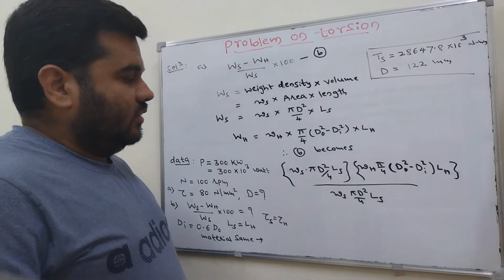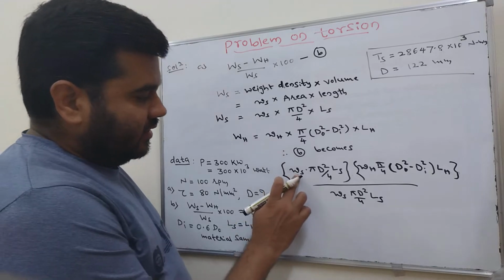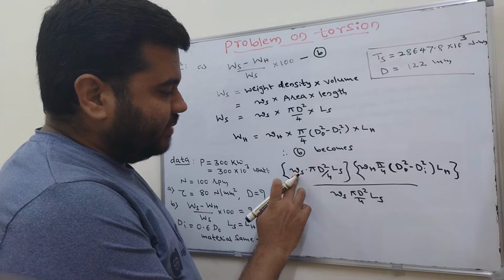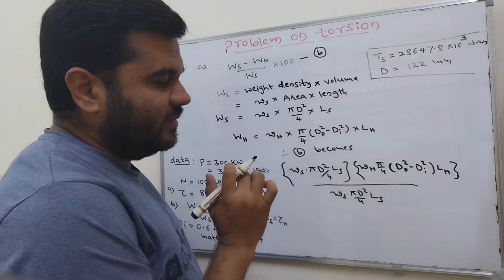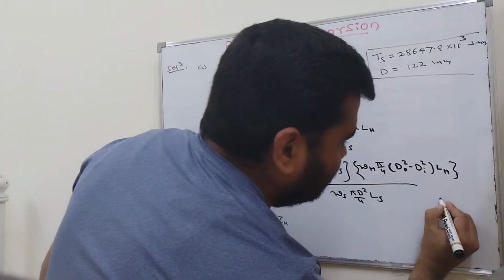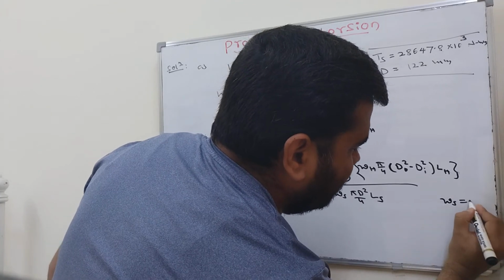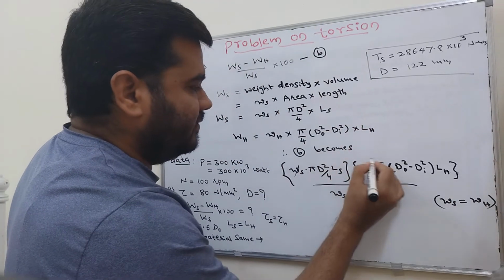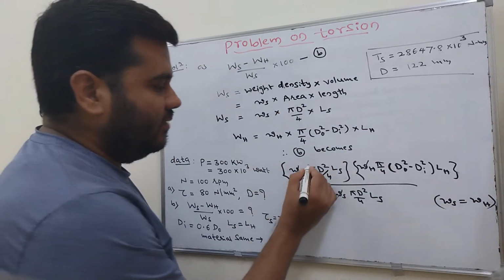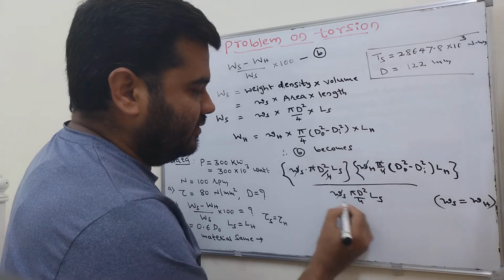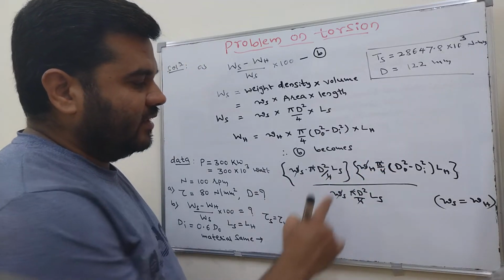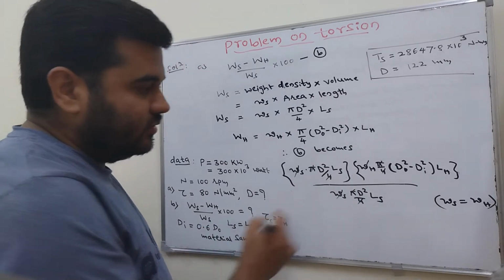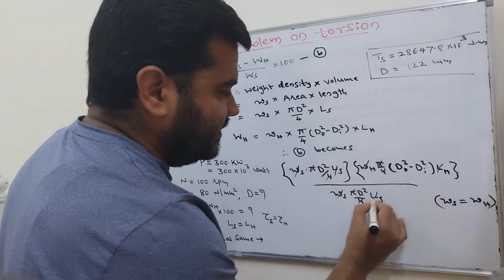Okay, so now cancel the terms. Since the material is the same, he has given the material for both solid and hollow as the same, its specific weight, that is weight density, for both will be the same. So specific weight of hollow equals specific weight of solid, so these cancel. Then pi by 4 and pi by 4 cancel. He has given the length of solid shaft equal to length of hollow shaft, right? So length also cancels here.